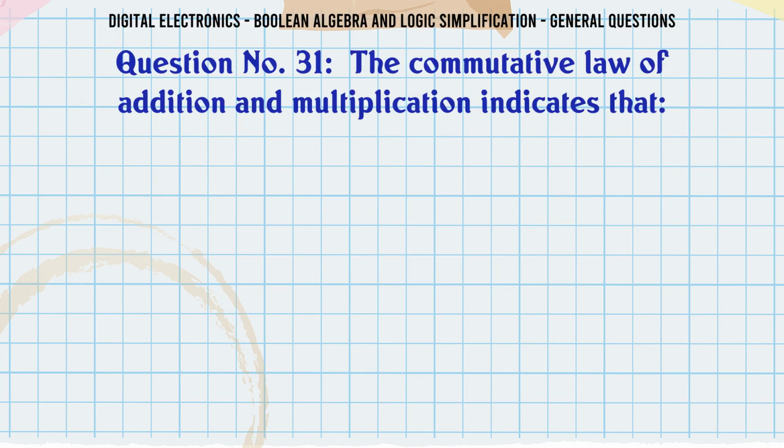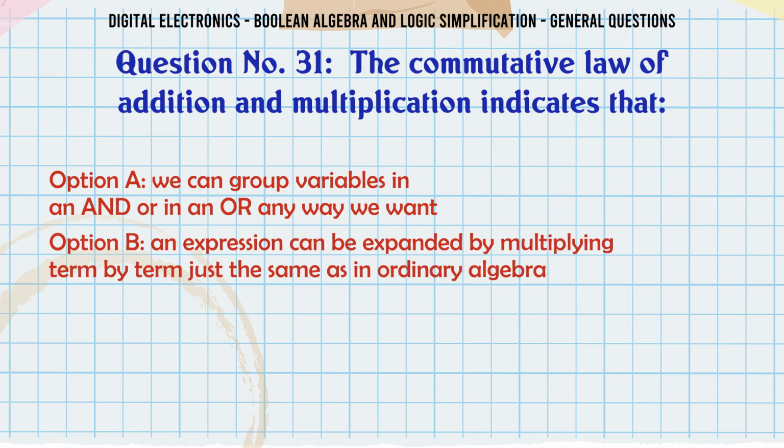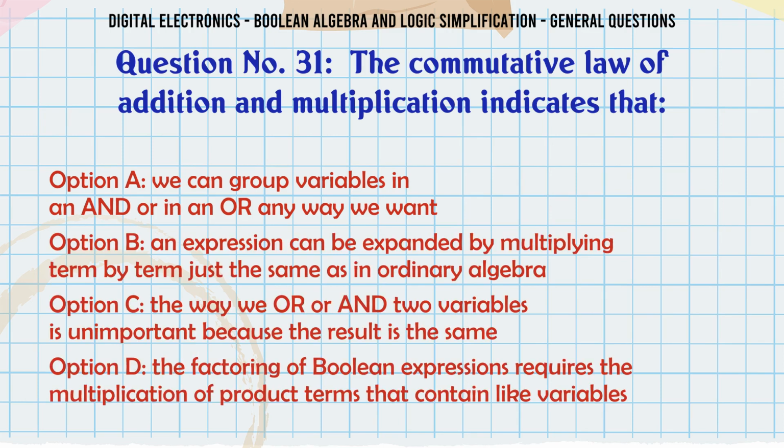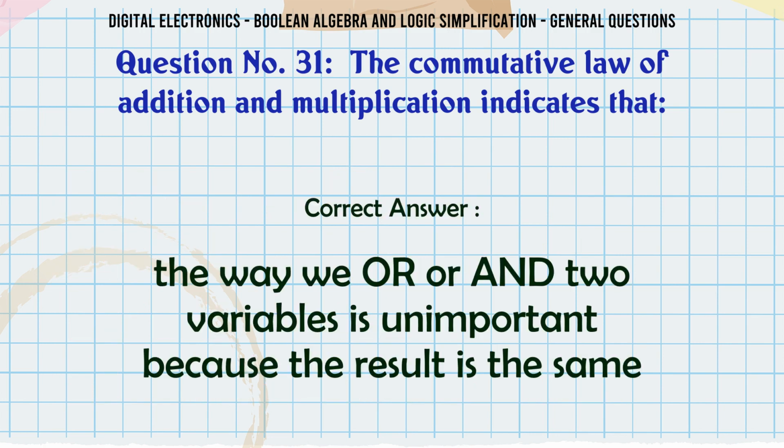The commutative law of addition and multiplication indicates that A. We can group variables in AND or in OR any way we want. B. An expression can be expanded by multiplying term by term just the same as in ordinary algebra. C. The way we OR and AND two variables is unimportant because the result is the same. D. The factoring of Boolean expressions requires the multiplication of product terms that contain like variables. The correct answer is the way we OR and AND two variables is unimportant because the result is the same.